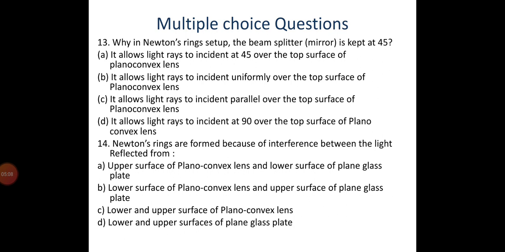Next question: Newton rings are formed because of interference between the light reflected from where in this experiment? The first option is the upper surface of the plano-convex lens and lower surface of the glass plate, or the lower surface of the lens and upper surface of the glass plate, or the lower and upper surface of the lens, and the next is the lower and upper surface of the glass plate. You choose the correct option.